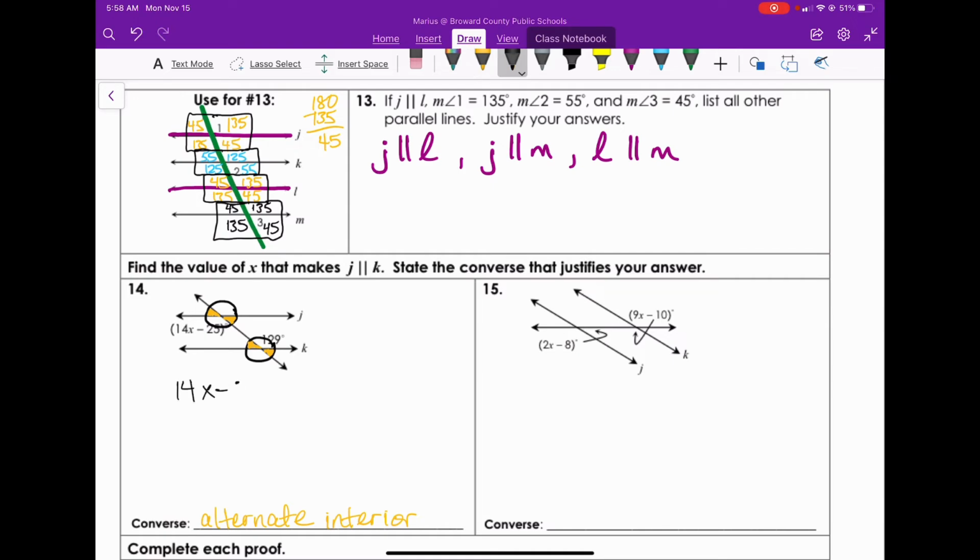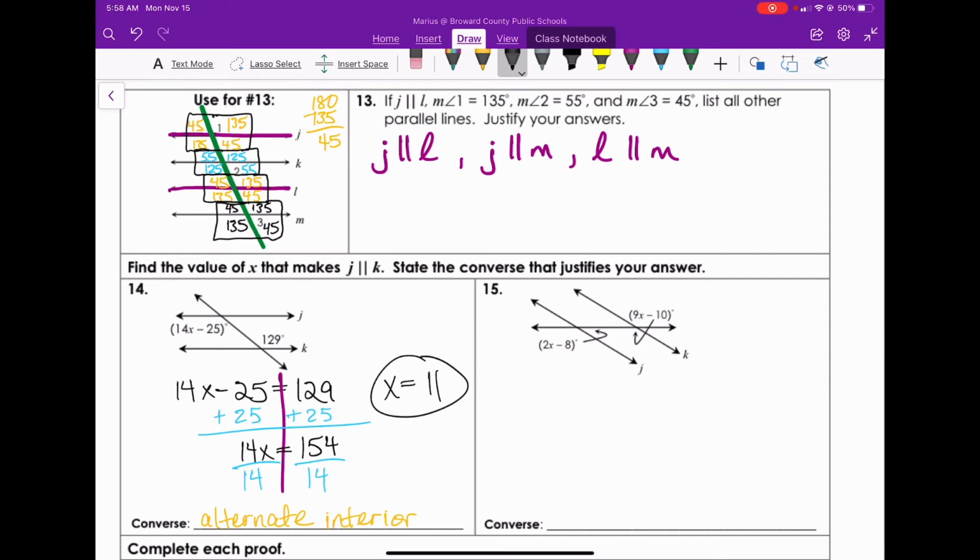Which means that we're going to have 14x minus 25 is equal to 129. Okay. And let me erase. All right, that is correct. And now we just need to solve for x because it says find the value of x. So we would add 25 to both sides. That's going to make 14x is equal to 154. And then if we're going to divide both sides by 14, which is going to make x equal to, let's see, 154 divided by 14 is 11. So x is 11.